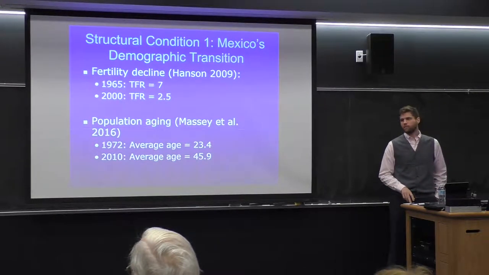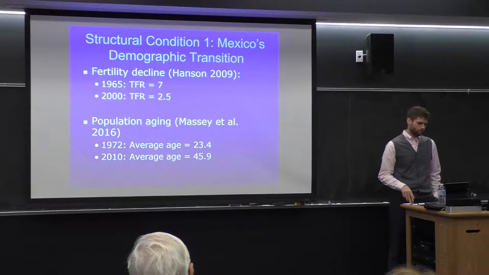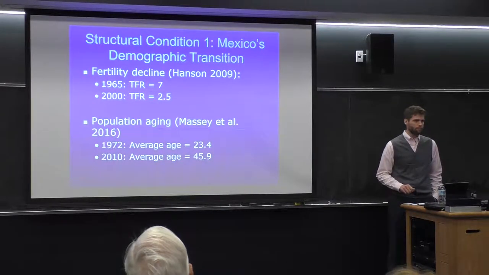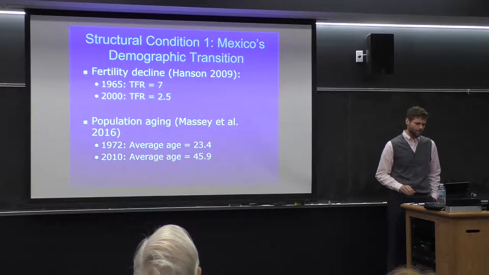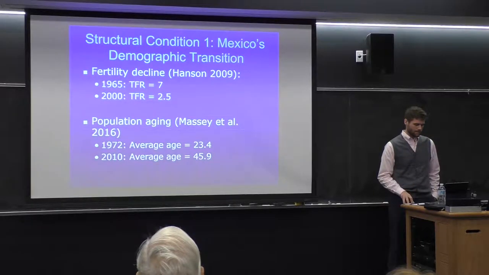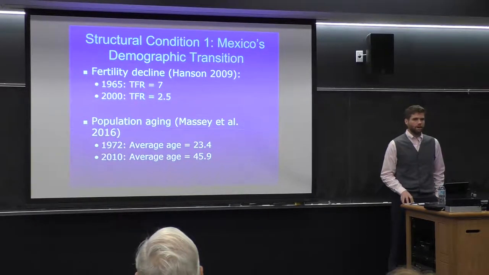First, Mexico underwent a rapid demographic transition as its total fertility rate dropped from 7 births per woman in 1965 to just 2.5 in 2000. And as a result, the population of the country experienced rapid population aging.